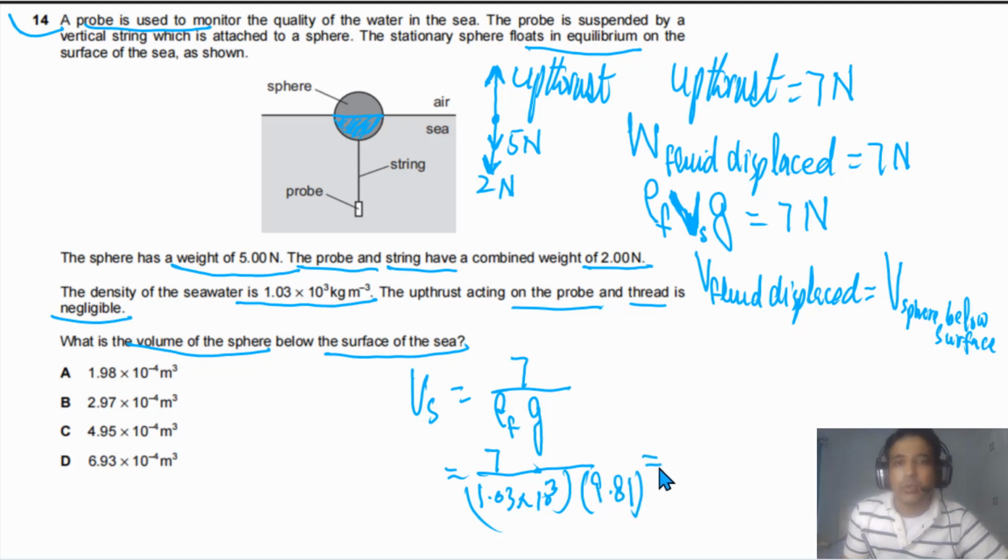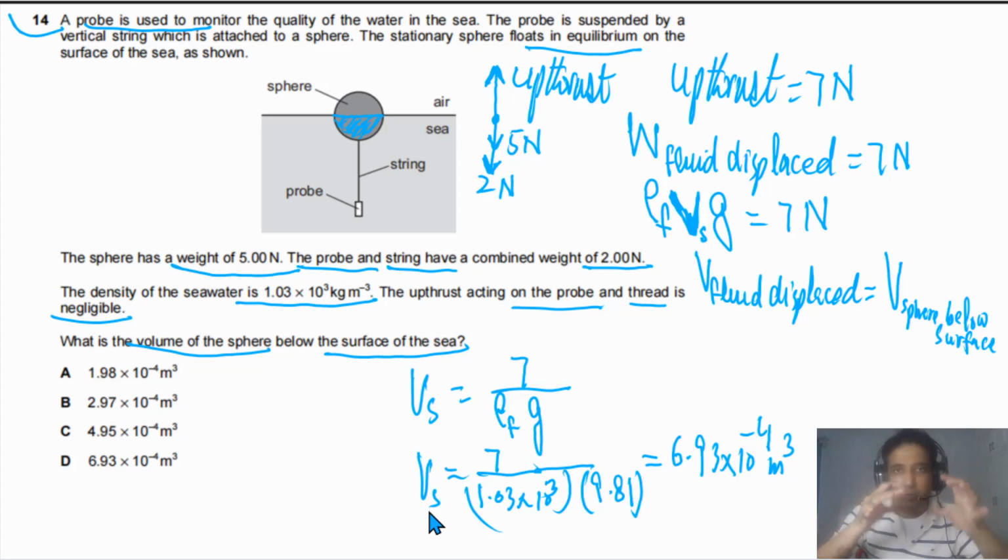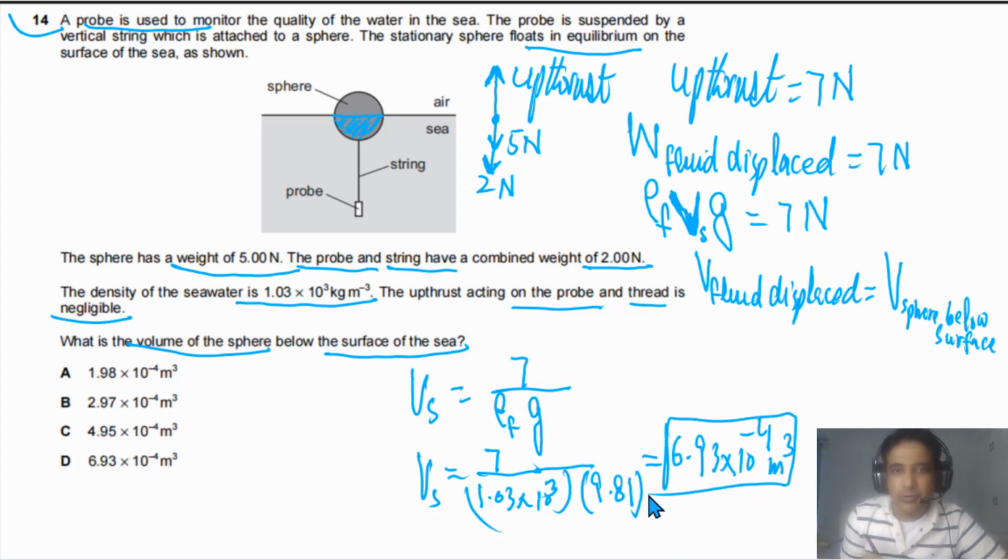Now if we solve this, our answer should be 6.93 times 10 to the minus 4 cubic meters. So this is the volume of the sphere below the surface of the seawater. This is how you can figure it out. So the answer for this question is D. D is the right answer.